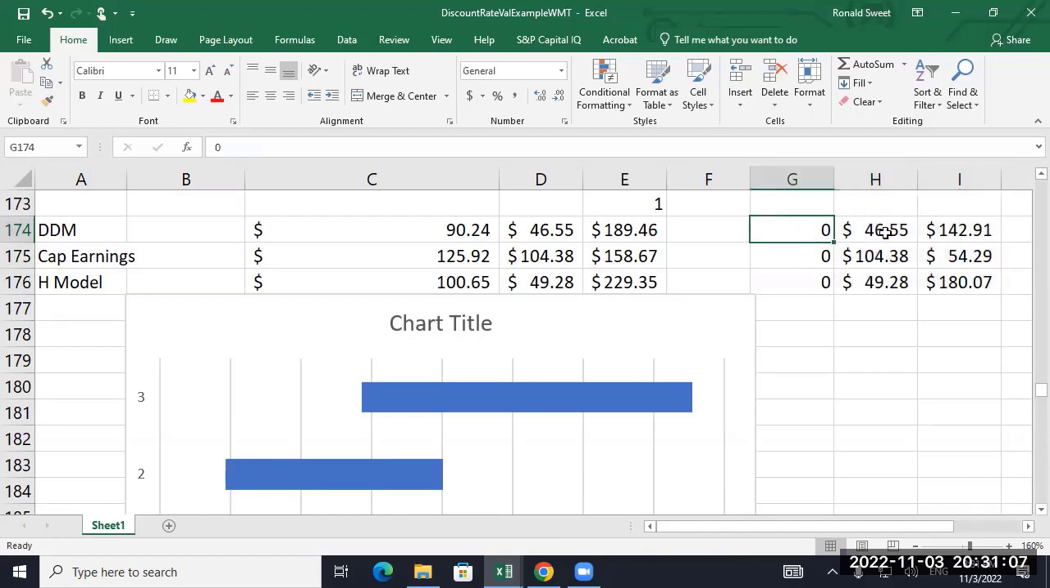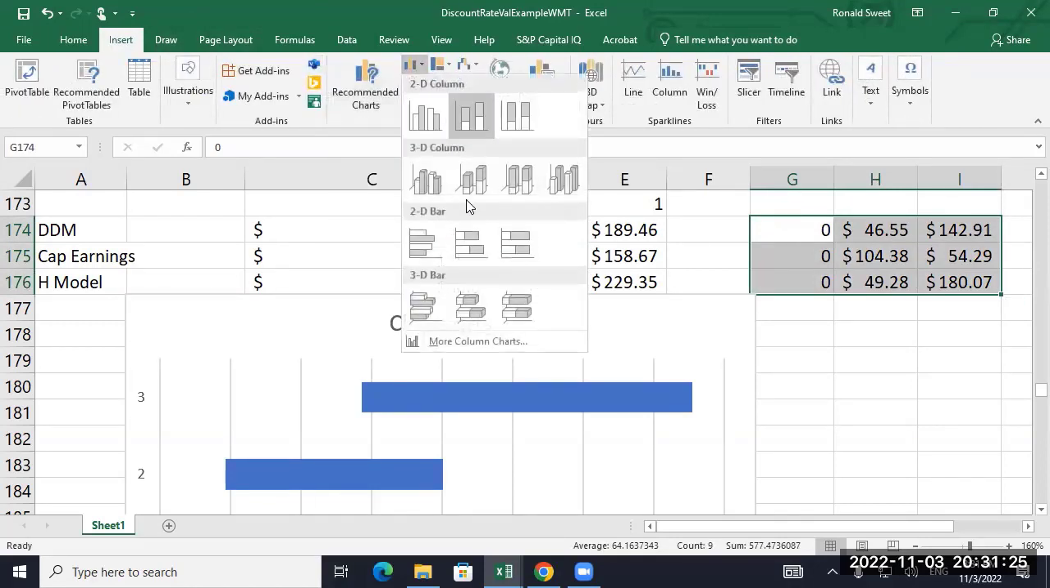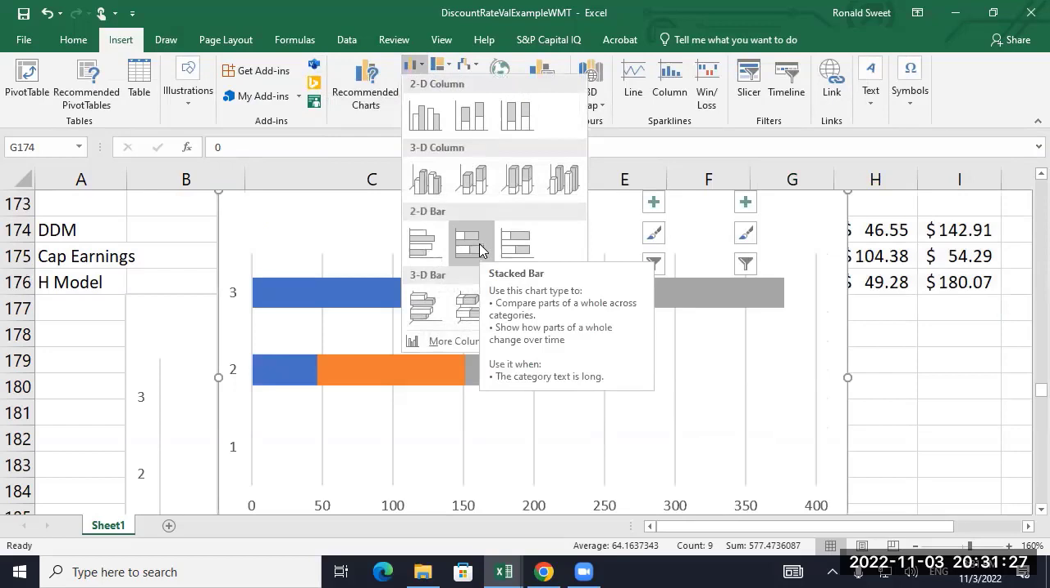So it should, if you did it right, when you add it across, it should equal 189 because the bar is going to be stacked. It's going to take 0 plus 46 plus 142. That should add up to 189. I don't know why it didn't do that for me. Y'all know why it's not putting the first one in there?